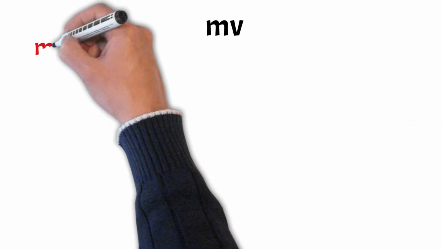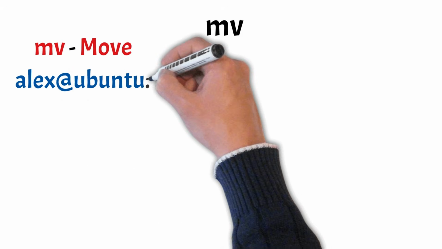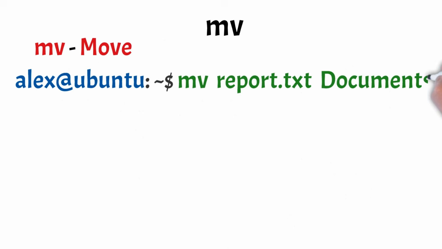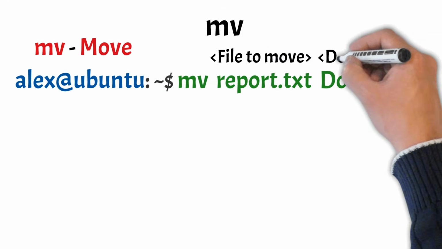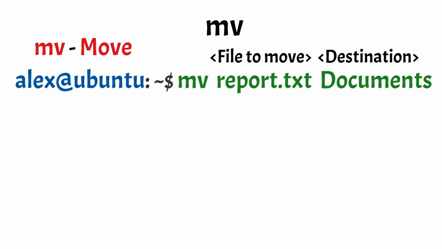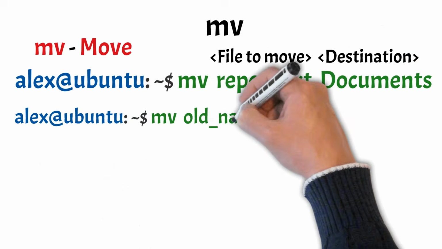Now let's take a look at how to move or rename files using the mv command. In its most common form, mv moves a file from one location to another, for example, placing a document into a different folder. But if you use it with two file names, it simply renames the file instead.